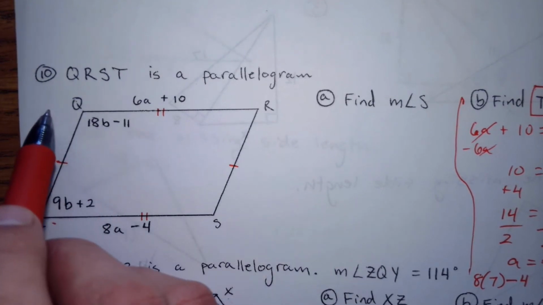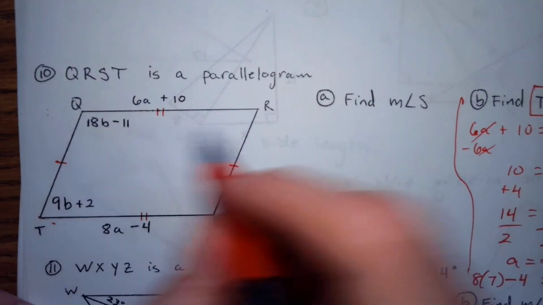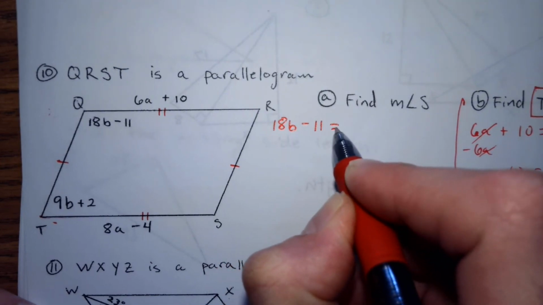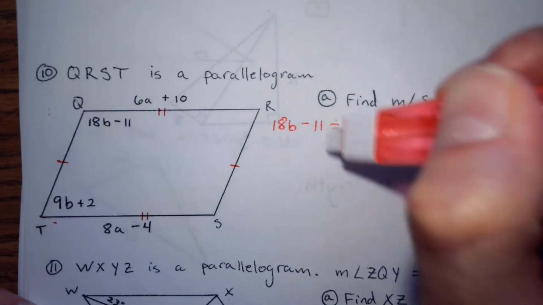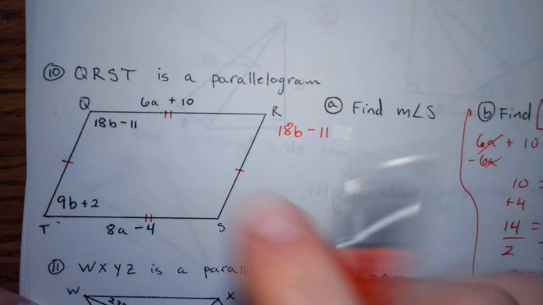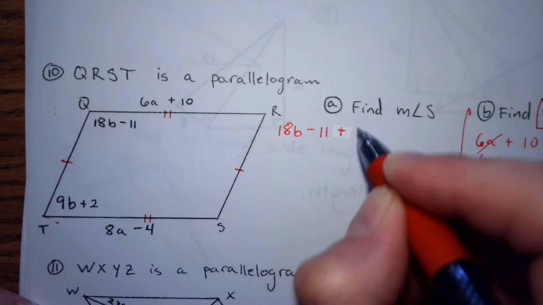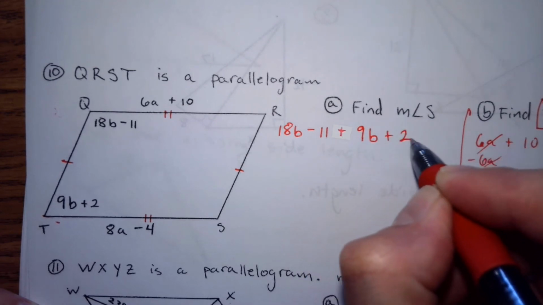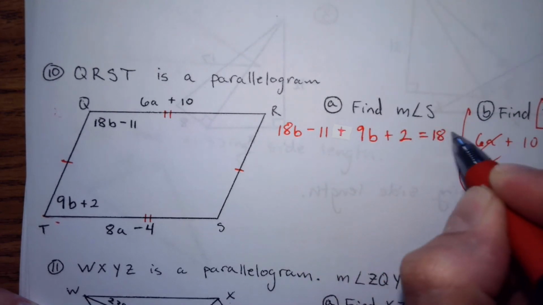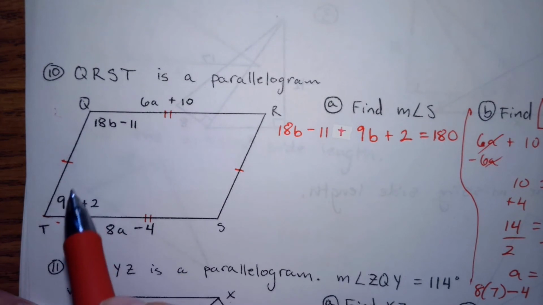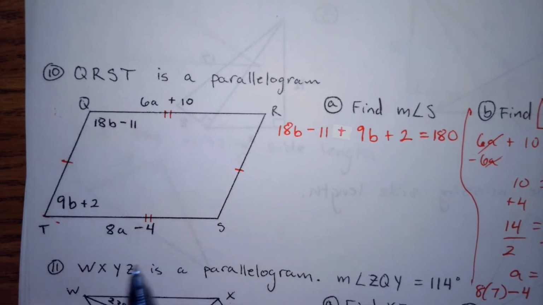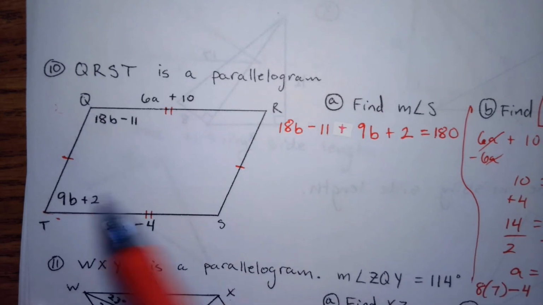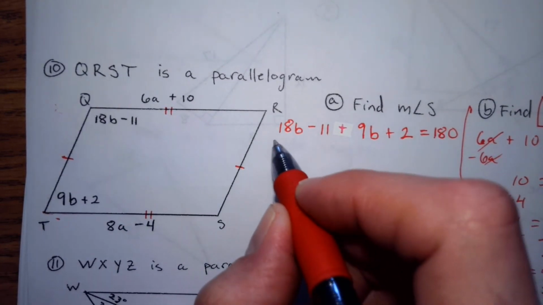So, yeah, we add them. 18b minus 11, not equals. I was just thinking equals, not equals. So we take this plus 9b plus 2, and that equals 180. So we don't set them equal to each other because they're not opposite angles. If they were opposite angles, then we could set them equal. But they're not, so we won't.